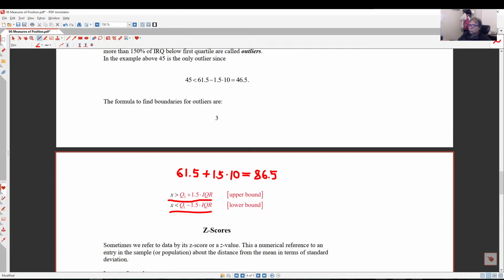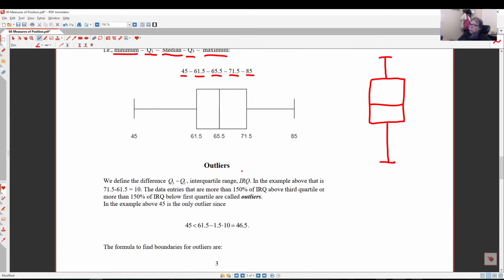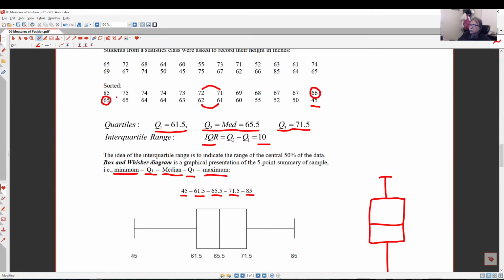Again, this would be 15, of course. 15 plus 61.5 is 86.5. The upper bound for the outlier would be 86.5. There is nobody in this sample that is taller than 86.5. So therefore, there is no outlier on that upper end.